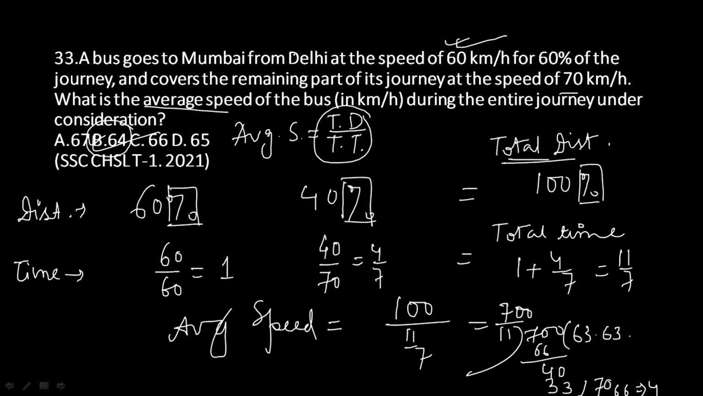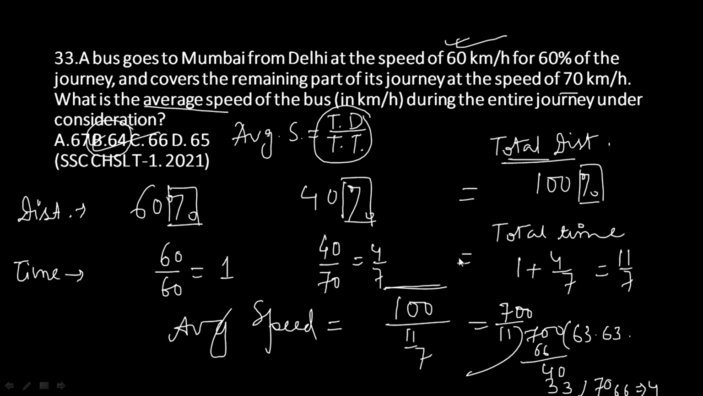I hope it is clear to you. Just get this idea that 60% and 40%, we have to assume it as total 100%. It will make the question simpler. Actually, in the examination hall you just have to write this equation.